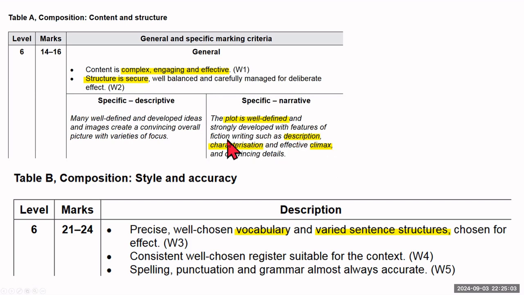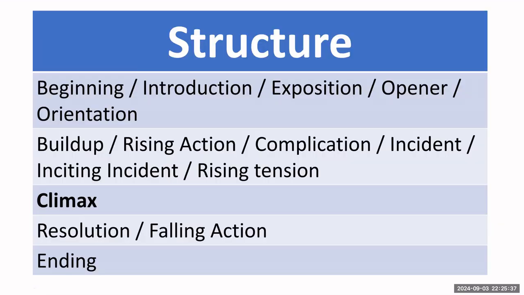There should be elements of fiction writing, such as description, characterization, and effective climax. You should also have well-chosen vocabulary and varied sentence structures.